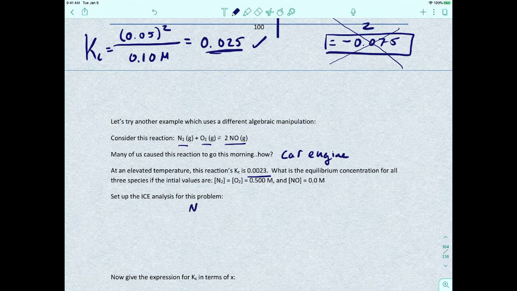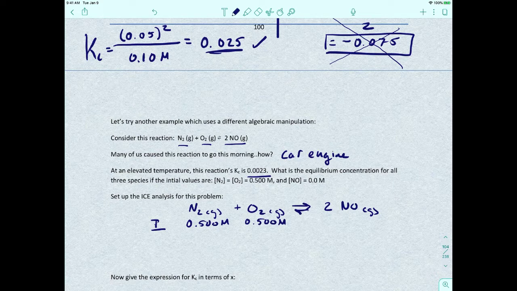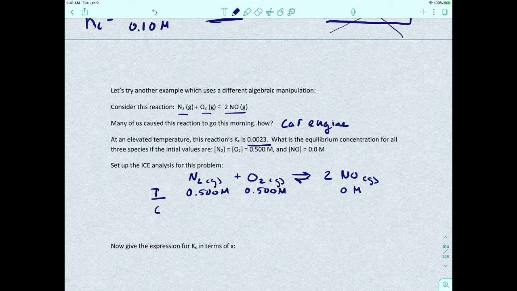So I'm going to write the reaction at the top. N2 plus O2 is in equilibrium with 2 NO. All right. So initially, the concentration is going to be 0.500 molar for N2, 0.500 molar for O2, and the concentration of NO is at 0. Now, for the change, we know that the concentration of N2 has to go down by X, concentration of O2 has got to go down by X, but NO, we know, is going to go up, and it should go up by X.